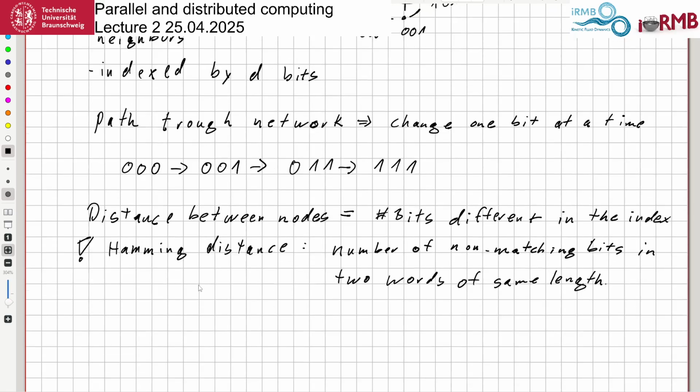Therefore, we can actually write down the diameter of the network is exactly d, and this can also be written as the logarithm to base 2 of n, and the same thing is true for the degree. It's also d, which of course again is the logarithm to base 2 of the number of nodes.